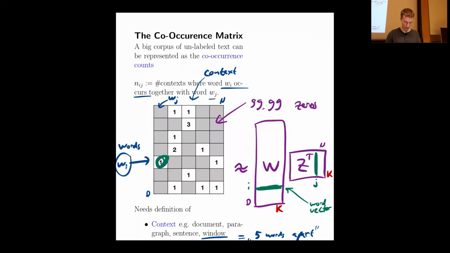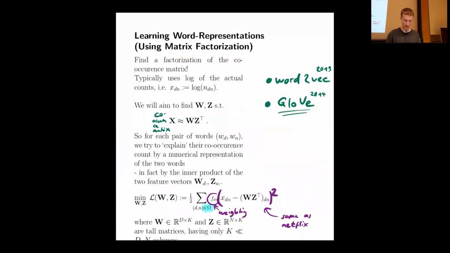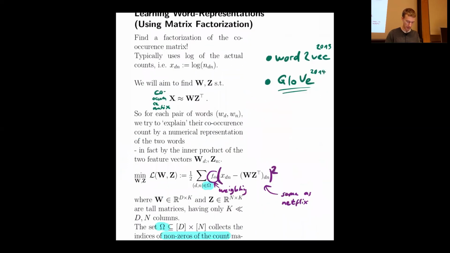So yes, that's GloVe. The objective function is identical to the Netflix recommender case, except the small weighting. And the other thing is what X is. This is actually the counts together, but I need to be honest with you that it is actually the logarithm of the counts. So the log of the number of co-occurrences.